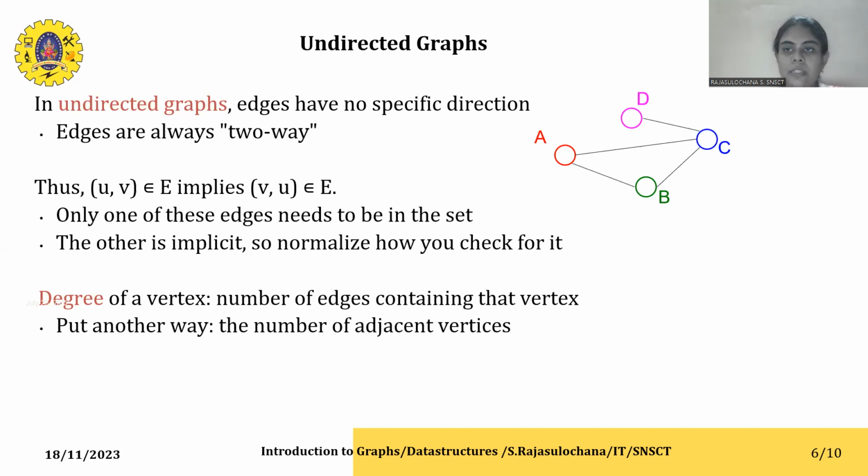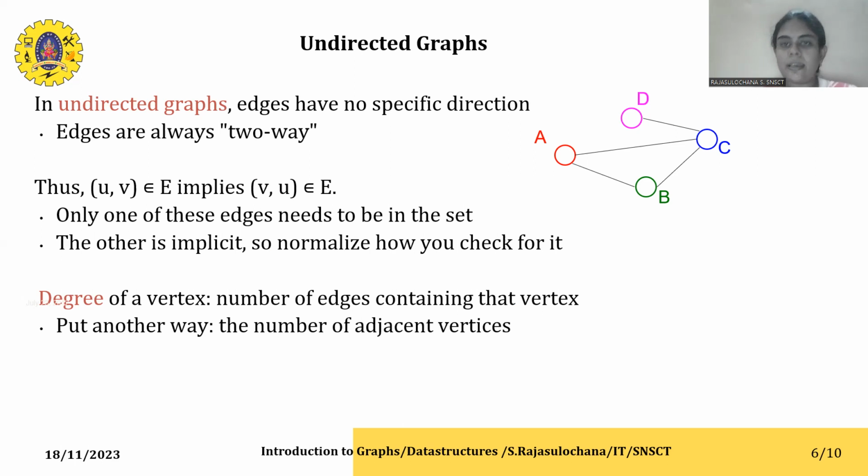So there should be an edge between A and C. If there is an edge between any two vertices, those two vertices are considered adjacent vertices. Here if you see, there is an edge between A and C and there is an edge between A and B. So A and C are adjacent. Similarly, A and B are adjacent. Likewise, there is an edge between B and C. So B and C are adjacent vertices. So the total number of adjacent vertices or the total number of edges gives the degree of that particular vertex.